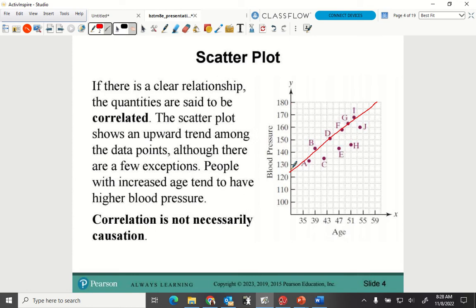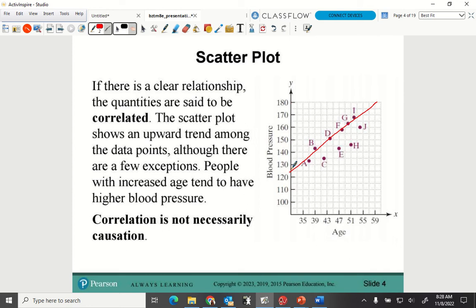The scatter plot shows an upward trend among the data points, although there are a few exceptions. People with increased age tend to have higher blood pressure. Correlation is not necessarily causation. So just because it does tend to work out, it doesn't mean that that is the reason. That's what that means. Correlation is not necessarily causation.